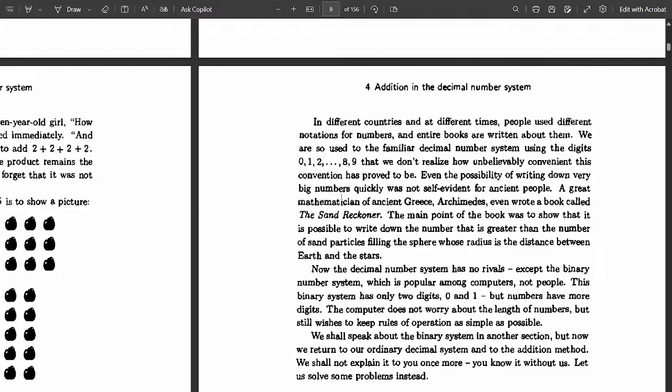Now, the decimal number system has no rivals except the binary number system, which is pretty popular among computers, not people. This binary system has only two digits, 0 and 1. But numbers have more digits. The computer does not worry about the length of numbers, but still wishes to keep the rules of operation as simple as possible. That's true.